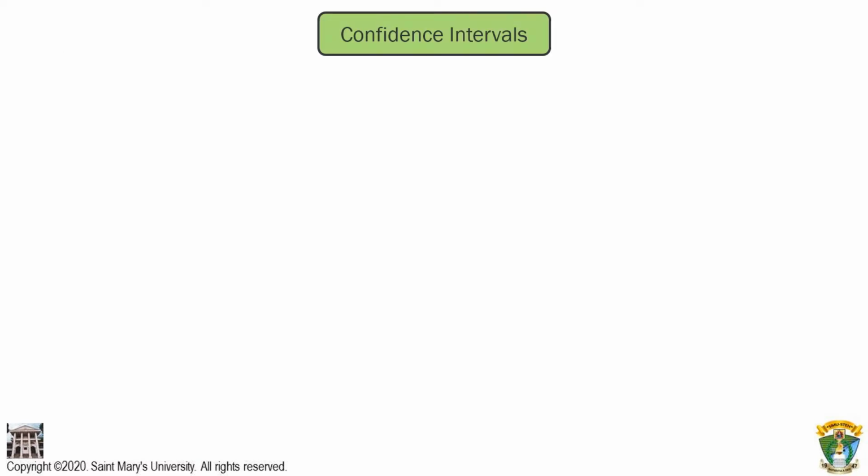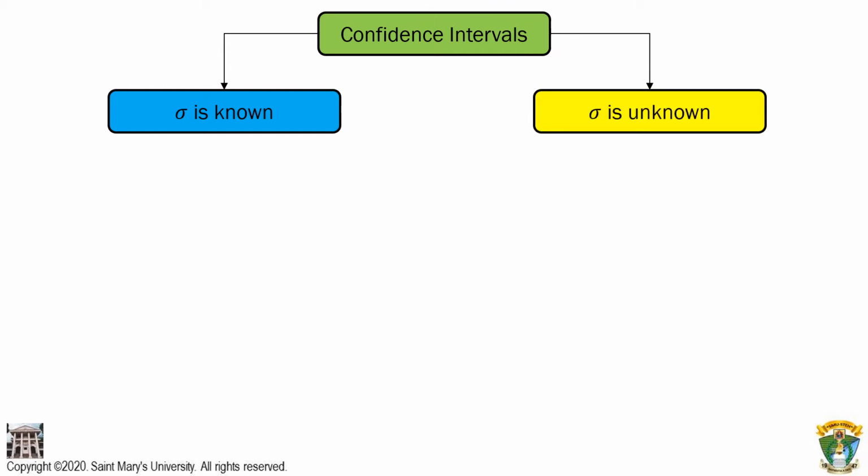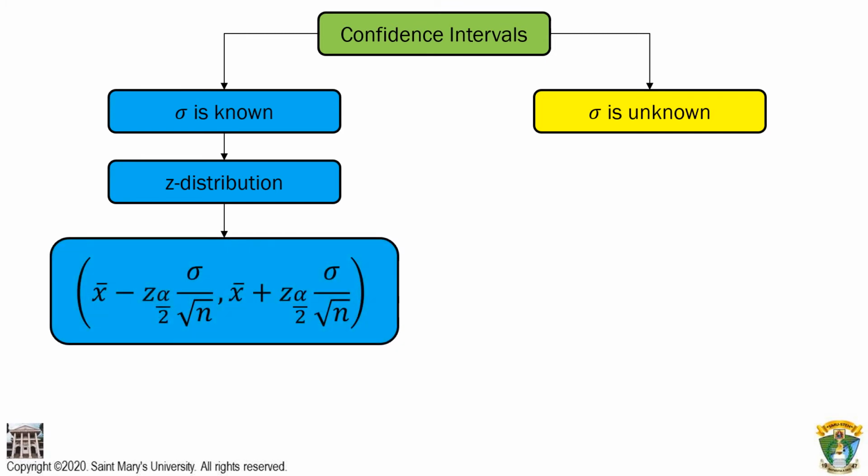Now, in getting confidence intervals, there are two situations that we need to address. The first is when the population standard deviation is known, and the second is when the population standard deviation is unknown. What will happen if we know the population standard deviation? We will be guided by the Z distribution. So what is this Z distribution? This is likened to a normal distribution. And the formula in constructing the confidence interval when the population standard deviation is known would be this one.